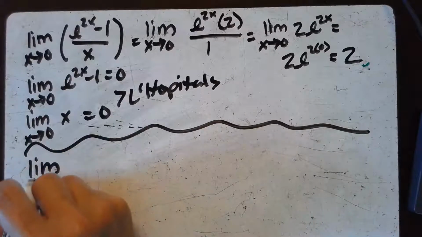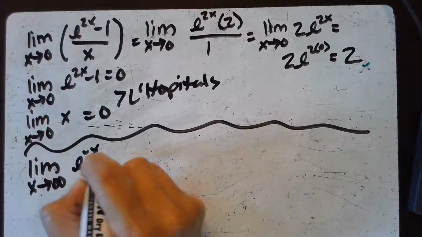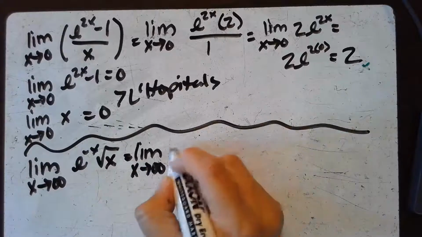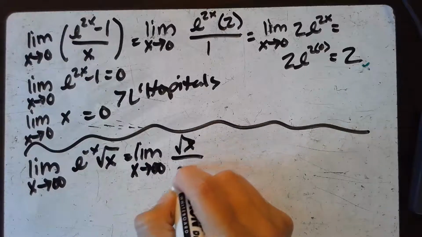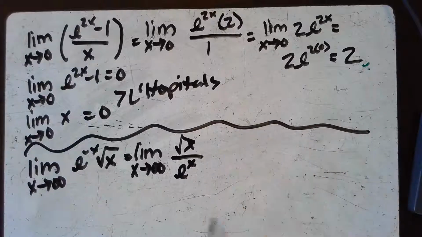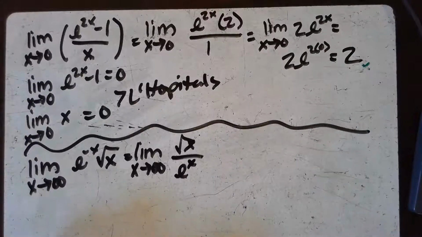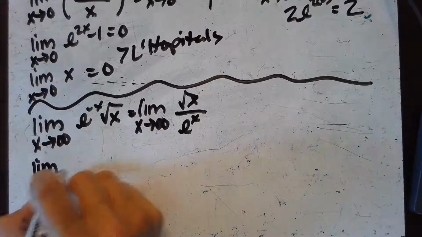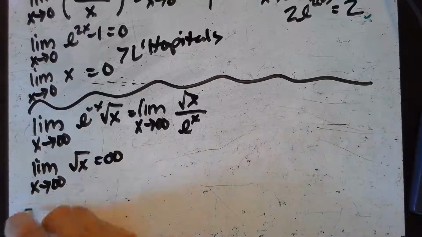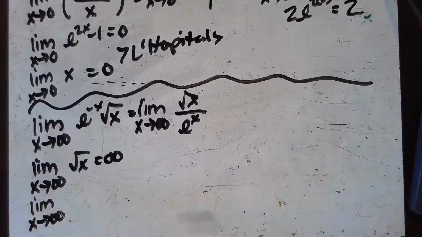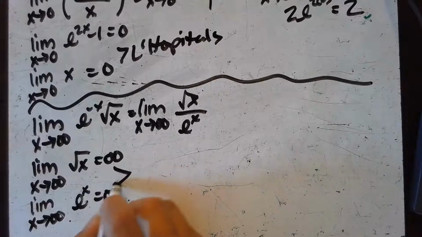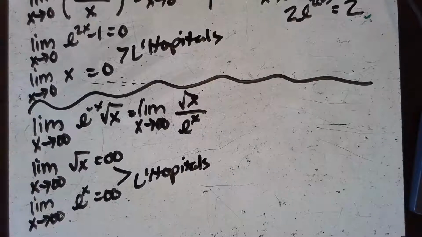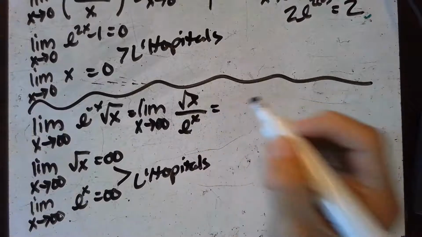The limit as x approaches infinity of e to the negative x times the square root of x. Now, I would rewrite this because the problem is I don't see anything in the denominator. So it looks like that. So you have a function on top and a function on bottom. All right, so here the limit as x approaches infinity of the square root of x goes to infinity, and the limit as x approaches infinity of e to the x also goes to infinity. So we're going to use L'Hopital's. I know, still redundant, but get in the habit of writing it this way. You've got to, or they count off.